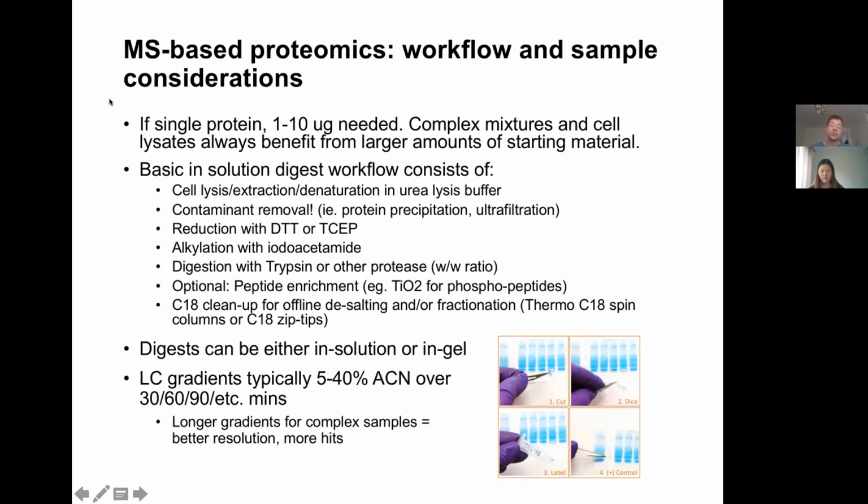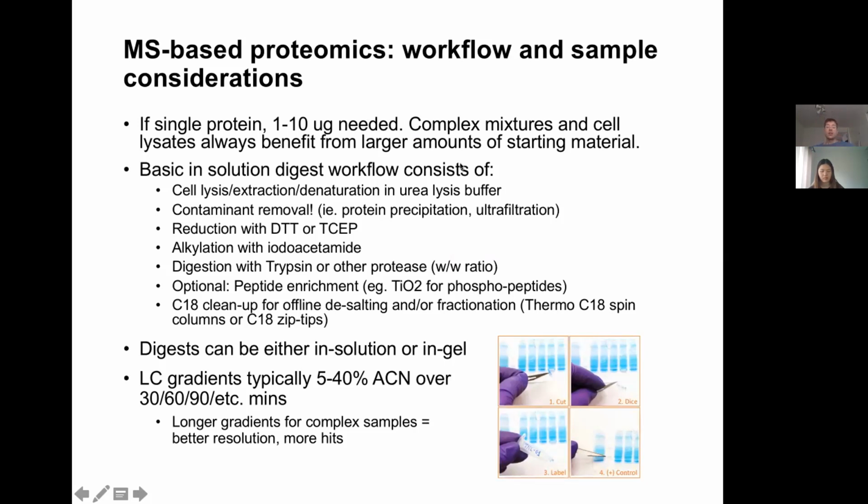Okay, so now some workflow considerations for proteomics. If we're doing a single protein digest, as I showed you in the last slide or in the phosphorylation example, you really don't need much. You can get away with a couple micrograms. Now, if you're doing more complex proteomics with mixtures and cell lysates, it's always better to start with more, but you still can get good results anywhere in the microgram range.